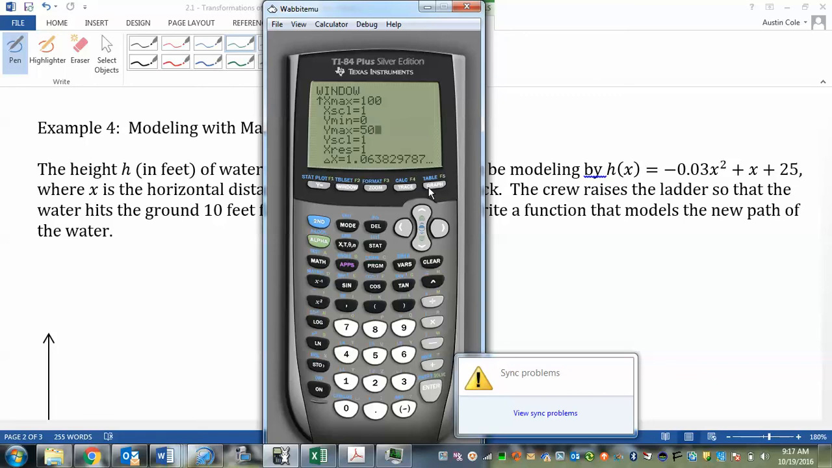And I'm going to hit graph. And I could be wrong. I could be right. Okay, so I see it. So how can I adjust this to get a better view?